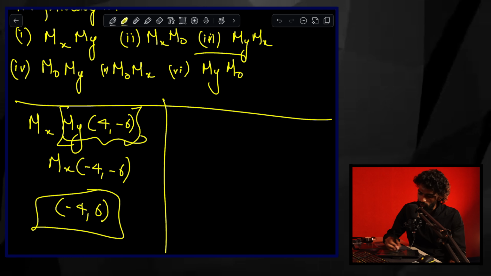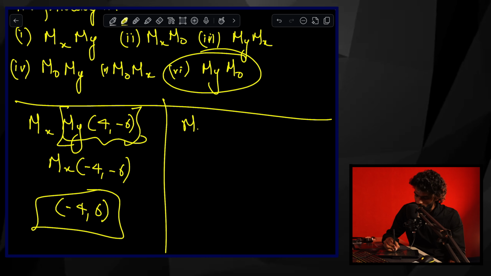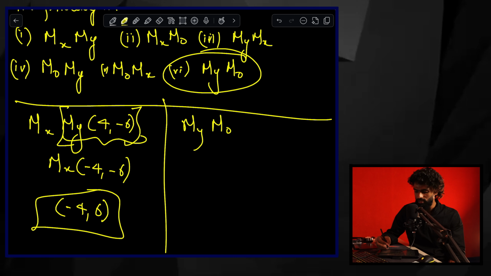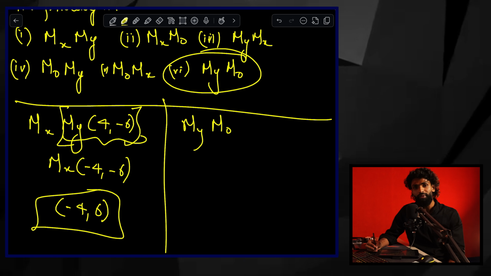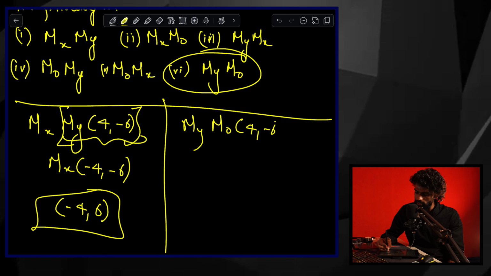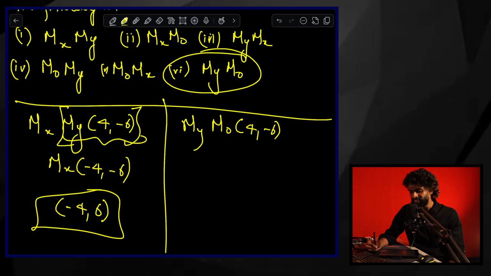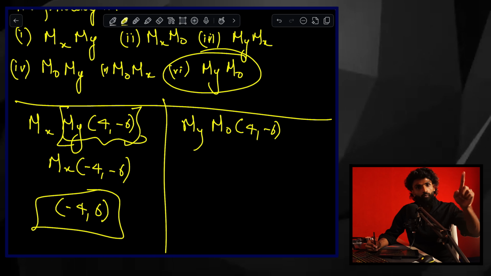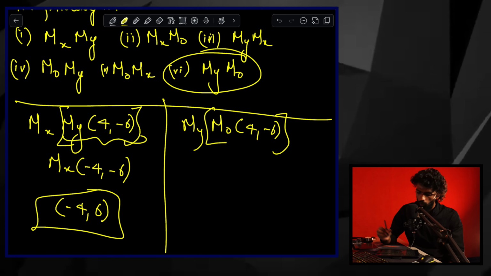Okay. Let me solve the 6th one. It says my and mo. The point is the same. So what do you do? You will always place the point on your right side, which means it becomes 4, minus 6 here. Is the question getting some random meaning? Not yet. How do we get the meaning for it? We'll have to add brackets. I'll add brackets. Now it makes more sense.